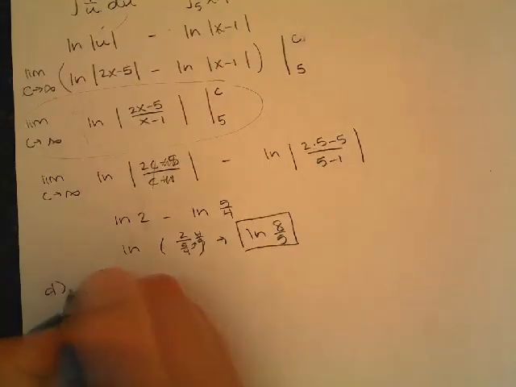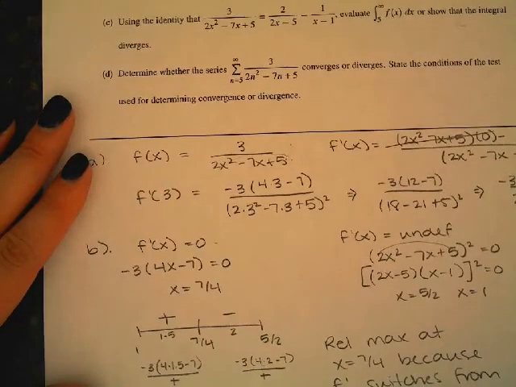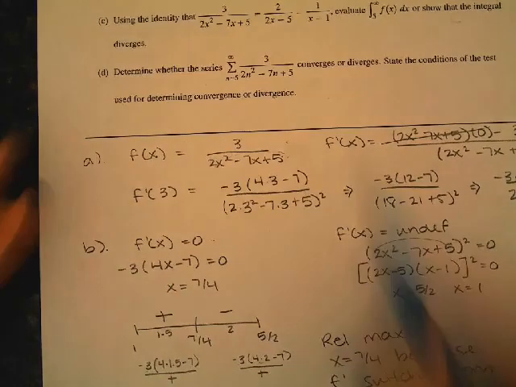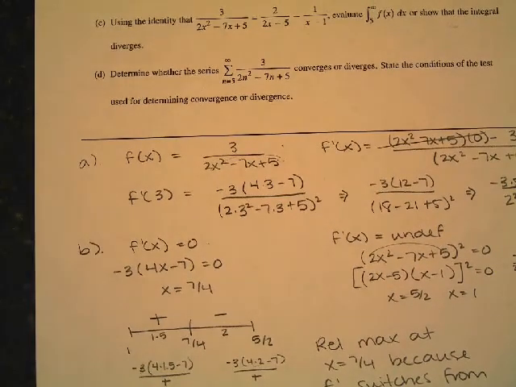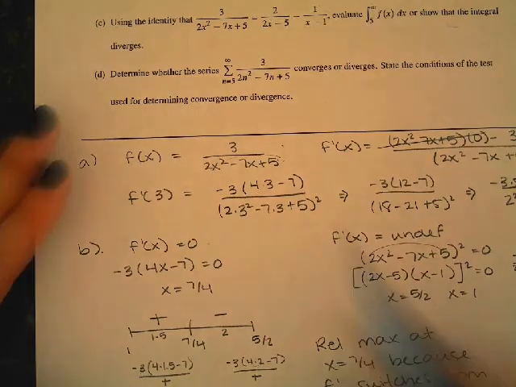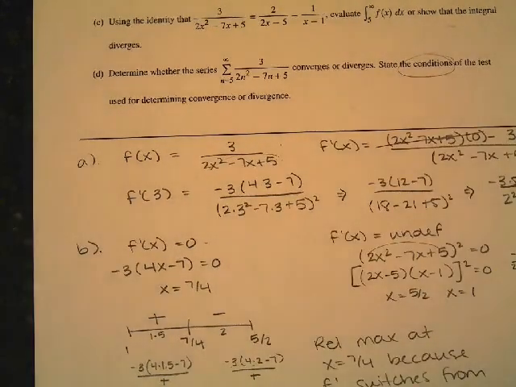Part D is asking you to find whether or not that series is convergent or divergent. Now, we basically just did the integral test. And with the integral test, we found that it converged to a value, which means that the series itself is convergent, but we have to state the conditions, and then we have to say that we use the integral test before we make that conclusion.